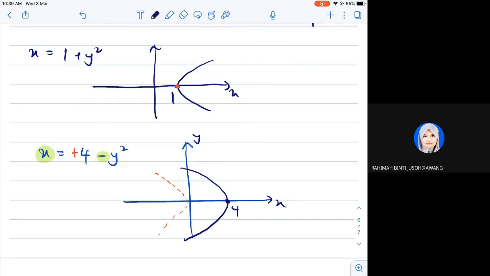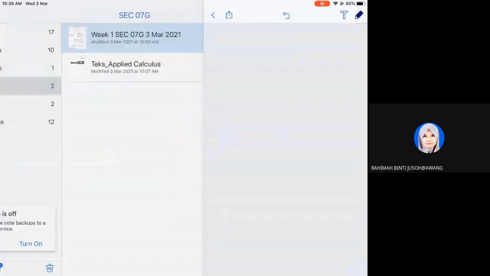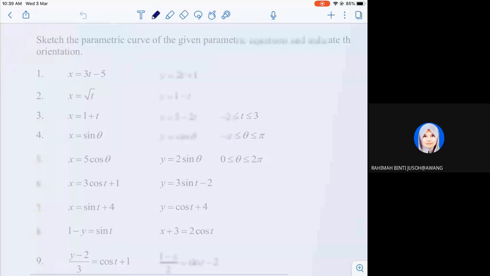Understand? Yes. Okay, how about this? This is the coordinate. What's the coordinate here? Should be 2 and negative 2 lah kan? Yeah. Okay, so that's it. That's the quadratic. So, jom kita tengok soalan quadratic.